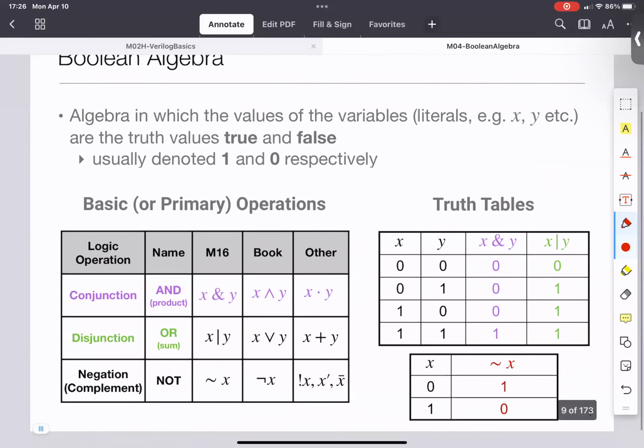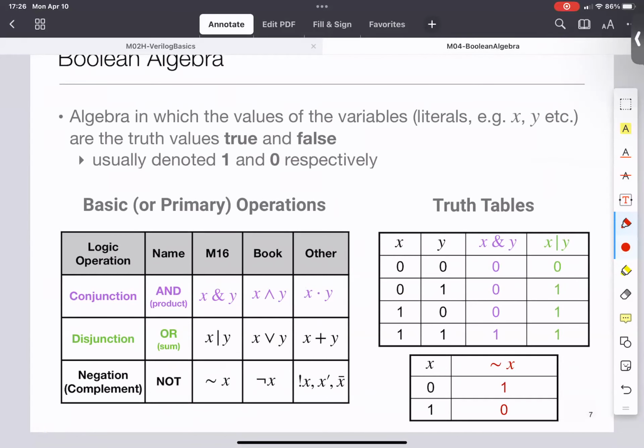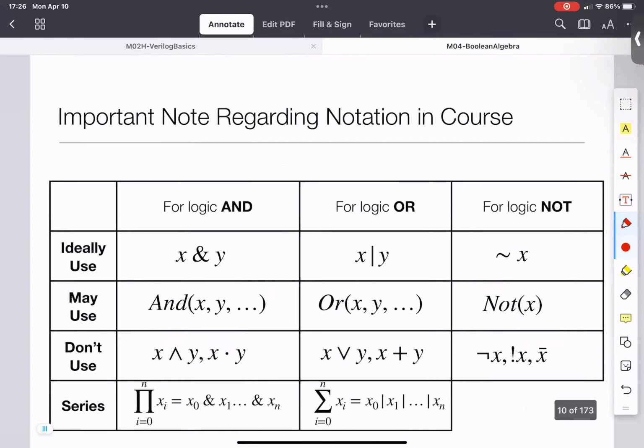Each one of these operations is just like our combinational logic functions, so I can write truth tables for them. It's kind of obvious, so I'm not going to belabor those things. They correspond to our AND, OR, and NOT gates. Okay, so I really want you to use this notation, I just can't emphasize it enough.